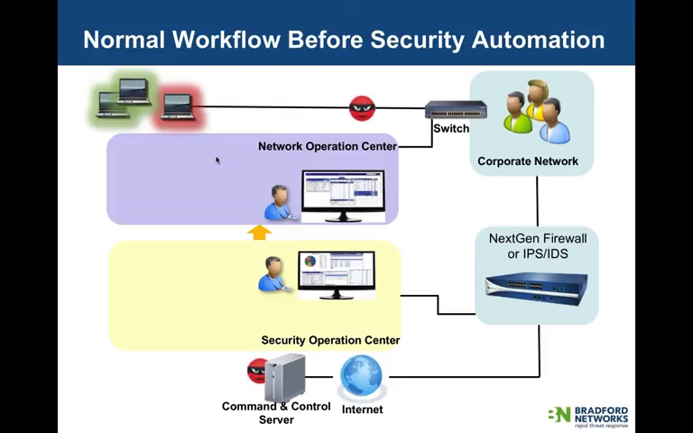Let's take a look at a normal process that occurs at a lot of organizations when an infected host is detected by a security device. So let's say there is a host on your network that is trying to send command and control server traffic back to the home server, back to the CNC server. So an infected host connects to your corporate network and attempts to call home. Now, if your next-gen firewall or your IPS/IDS is set up correctly, it's going to block that data from exiting the network and reaching the command and control server.